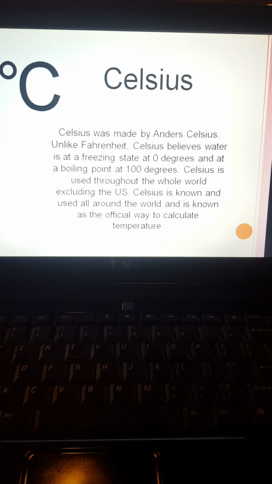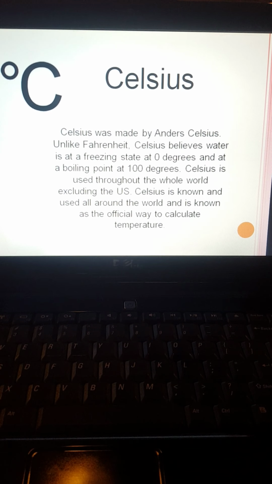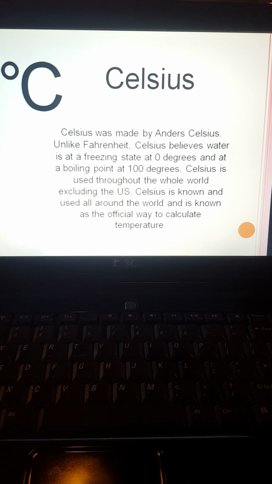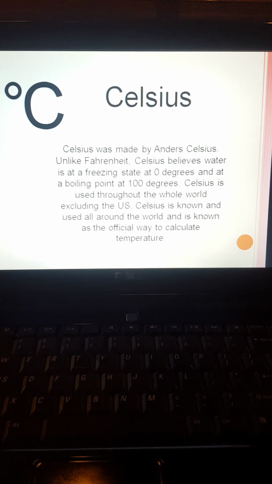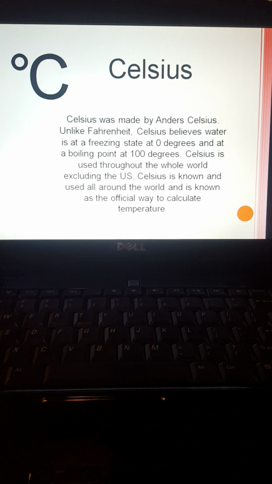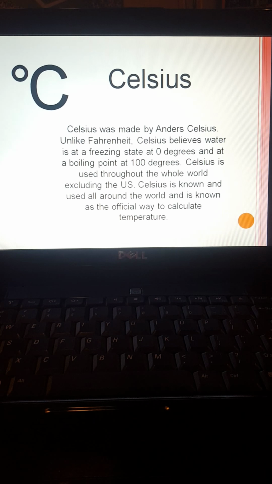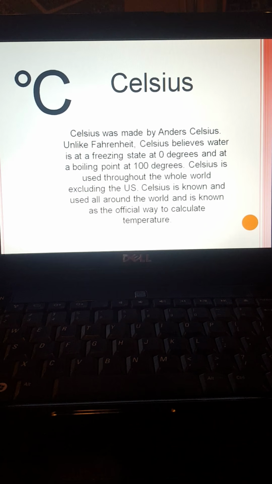Celsius. Celsius was made by Anders Celsius. Unlike Fahrenheit, Celsius believes water is at a freezing state at 0 degrees and at a boiling point at 100 degrees. Celsius is used throughout the whole world, excluding the US. Celsius is known and used all around the world and is known as the official way to calculate temperature.